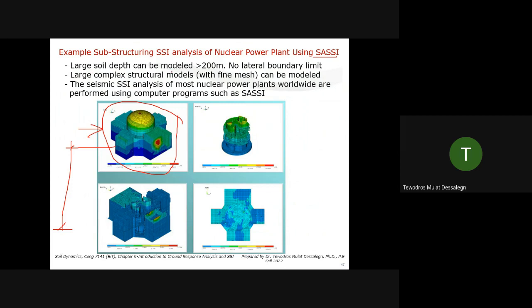Very deep soil depths can be modeled, something greater than 200 meters. No lateral boundary limits are required because it's infinity. Large complex structural models with fine mesh can be modeled. The seismic SSI analysis of most nuclear power plants worldwide is performed using computer programs such as SSI, specifically because it's a very advanced software. It was developed initially at UC Berkeley, University of California, Berkeley, and you'll find it in many consultants' design offices, which are specifically designing nuclear power plants because the regulation requires that.